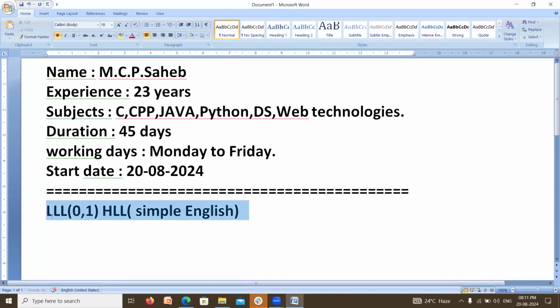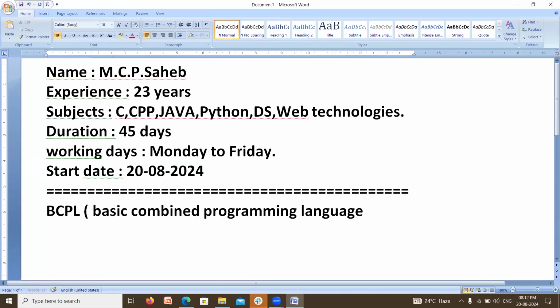One of the important and popular high-level programming languages is BCPL. What is that? BCPL means Basic Combined Programming Language. It was developed by Martin Richard. Who is the developer of BCPL? Martin Richard. He is the developer of BCPL.